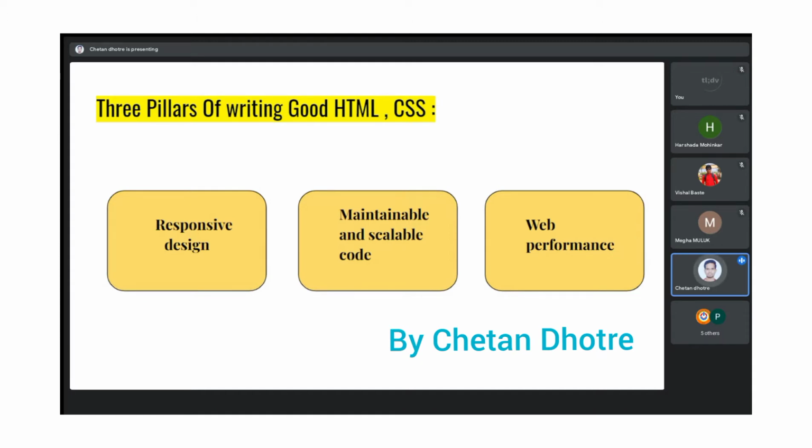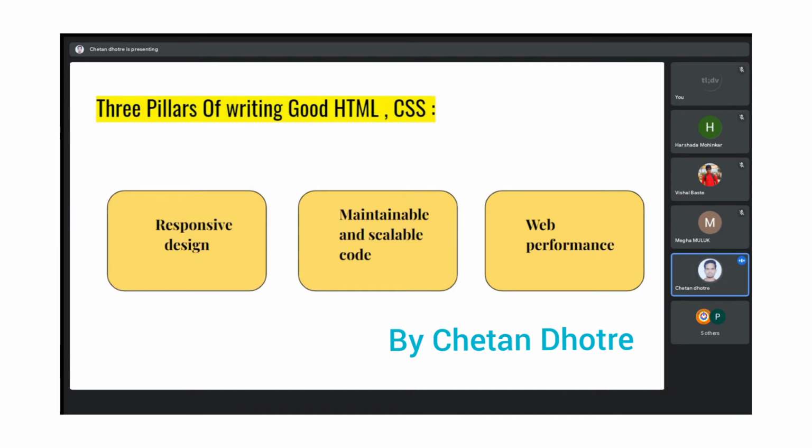Now let's talk about maintainable and scalable code. Maintainable code means you have to structure your HTML and CSS so that someone can read it and easily pick up the code and understand everything. So this has to be clean and readable, like naming your classes and structuring the entire CSS. I will be taking you through the most important part, which is maintainable and scalable code.